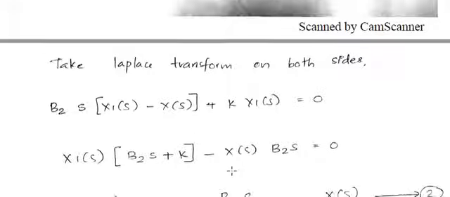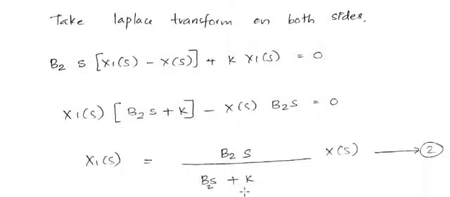So here we are going to find the transfer function X(s) by F(s). So the displacement term that we need is x. We don't need x1 terms. So we need to eliminate this x1, and our expression should contain only x displacement terms. So what we are going to do is write x1(s) in terms of x(s). So x1(s) equals B2s by (B2s plus K) into x(s). Let it be equation number 2.